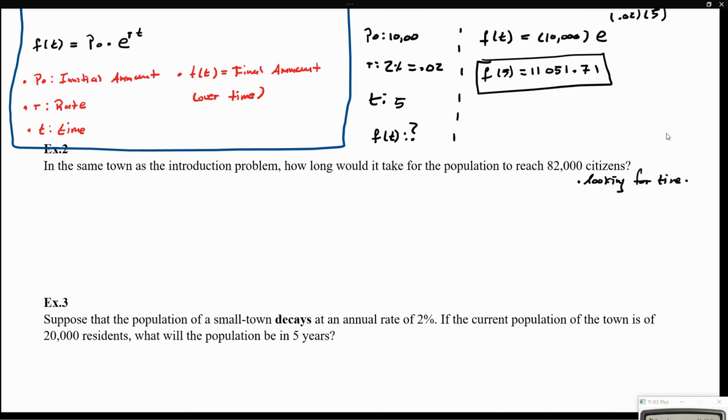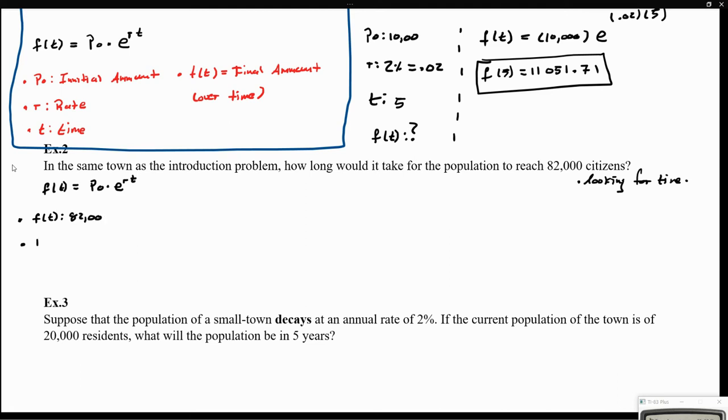But I know that I can still use my exponential growth formula. So f of t is equal to P0 times e^(rt). And let's just write down what we know. Do we know the final result? Well, I know that my final result should be 82,000 citizens. So f of t is equal to 82,000.